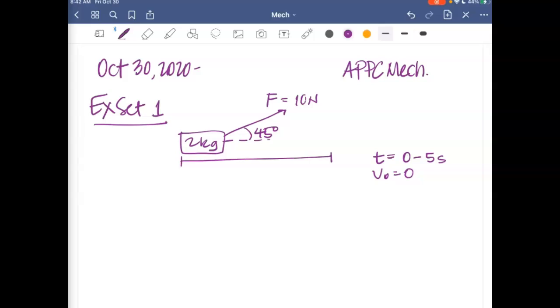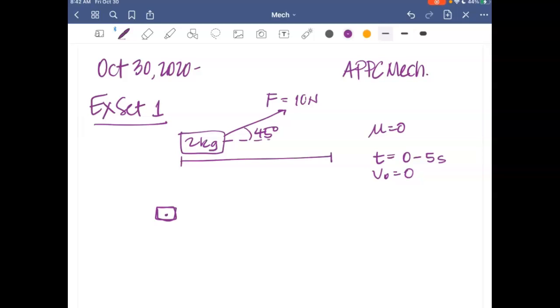What else do I know about this? I think that's it. We have a frictionless surface, so mu is 0. Remember, we can't forget the things that we've learned before. The first question I ask is to determine the normal force acting on the box.